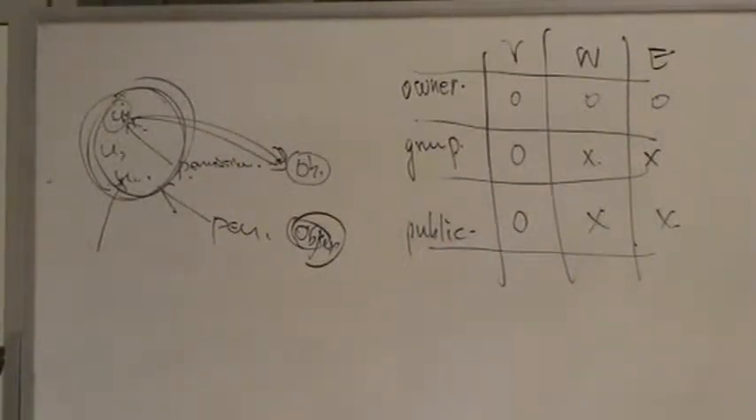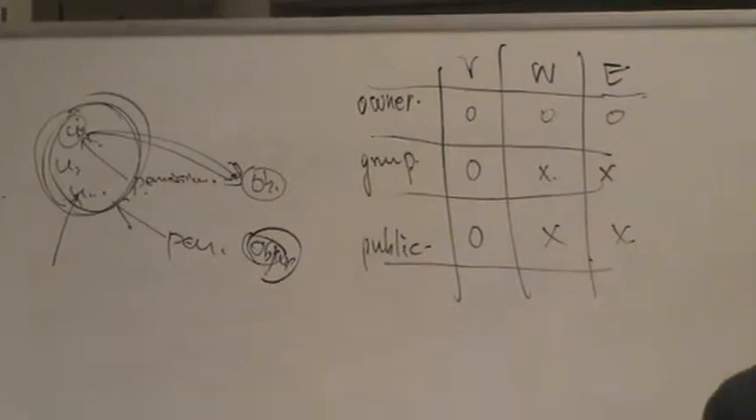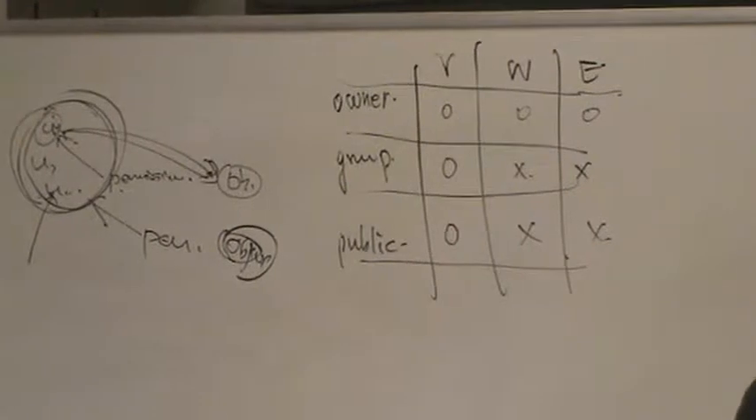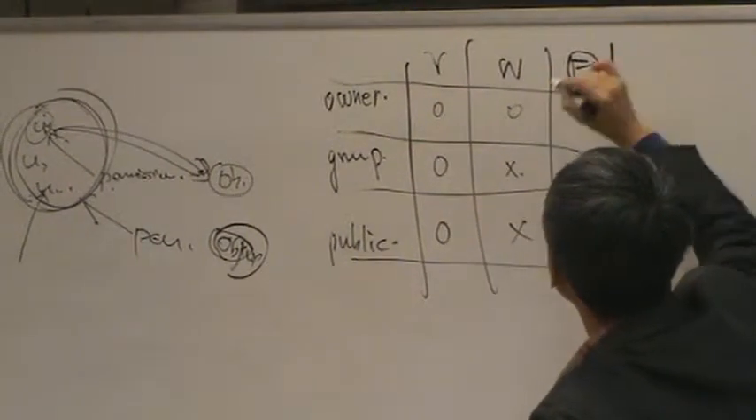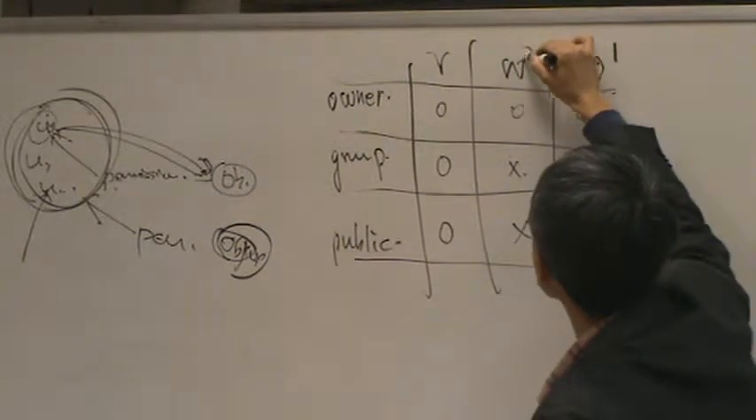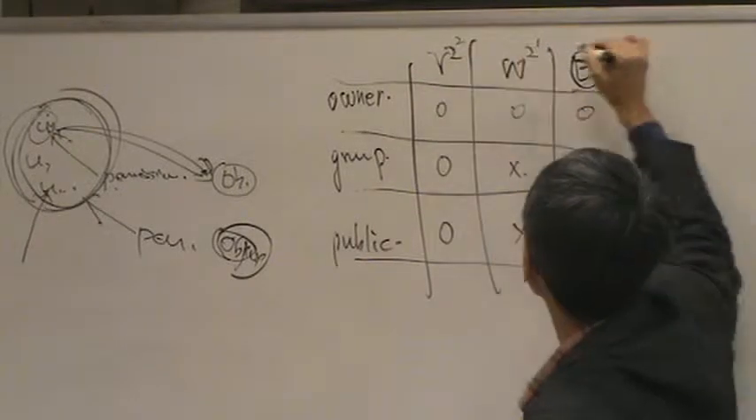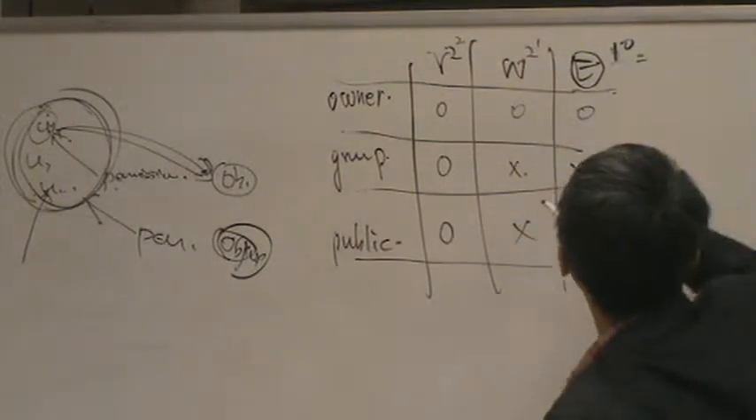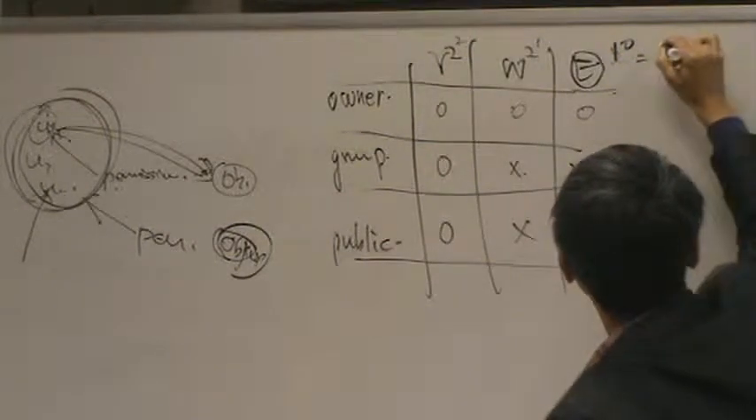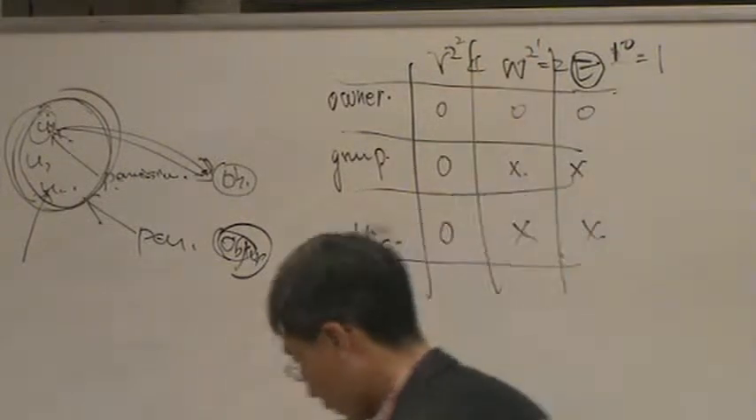Then to implement this, we will use a bit number to represent this permission. For example, execution is 1, which is 2 to the power of 0, and writing is 2 to the power of 1. The read is 2 to the power of 2. So in decimal system, this is 1, this is 2, this is 4.